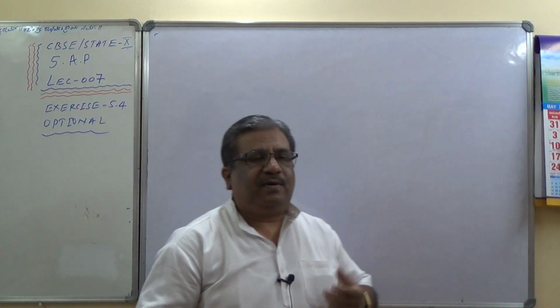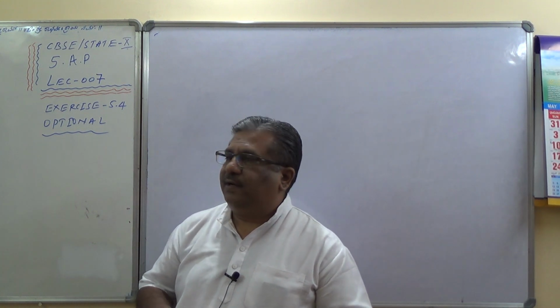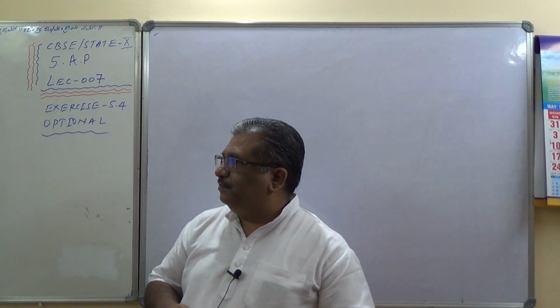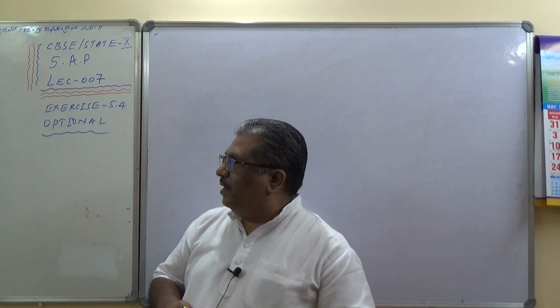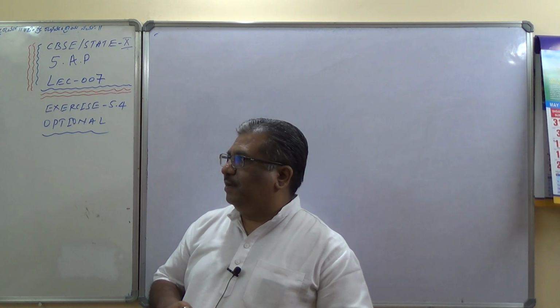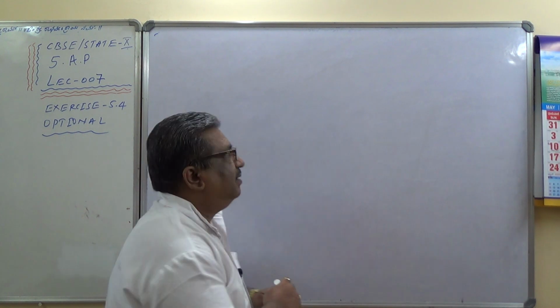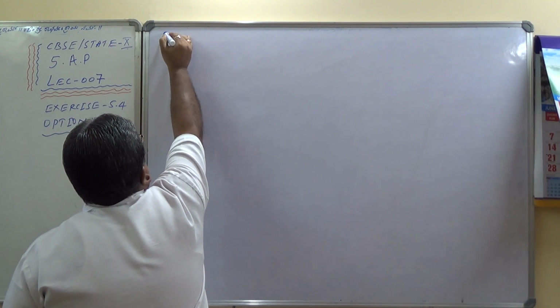Students, I'll take one more sum here. Example number 13 of your textbook. Here, how many terms of AP 24, 21, 18 must be taken so that their sum is 78? That is the question asked. I'll write here example 13, textbook, important, okay?